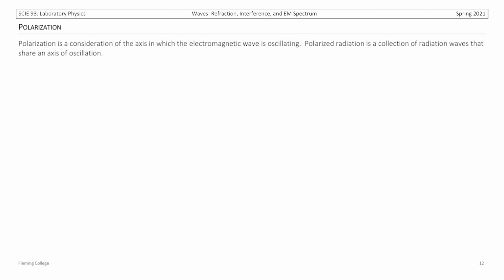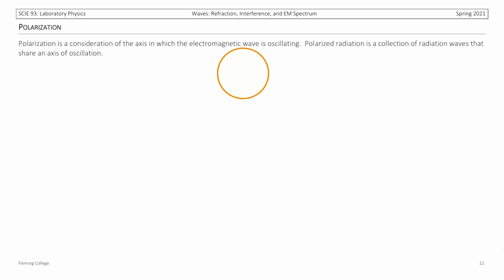We have to consider a few more behaviors of light in a medium. Now we look at polarization. Polarization is a consideration of the axis in which the electromagnetic wave is oscillating. Polarized radiation is a collection of radiation waves that all share this axis of oscillation.